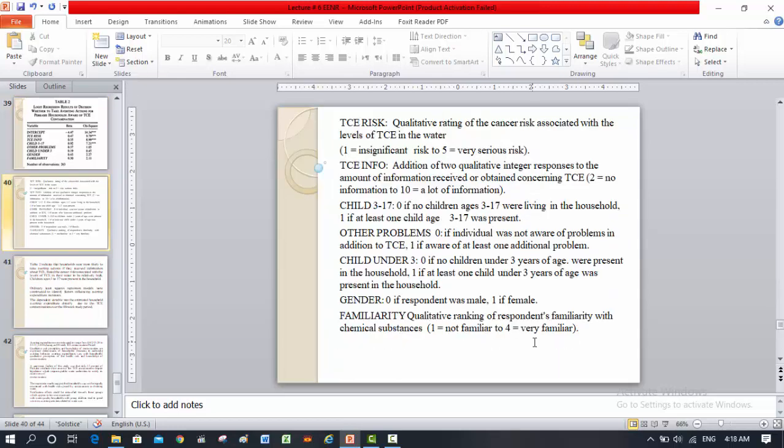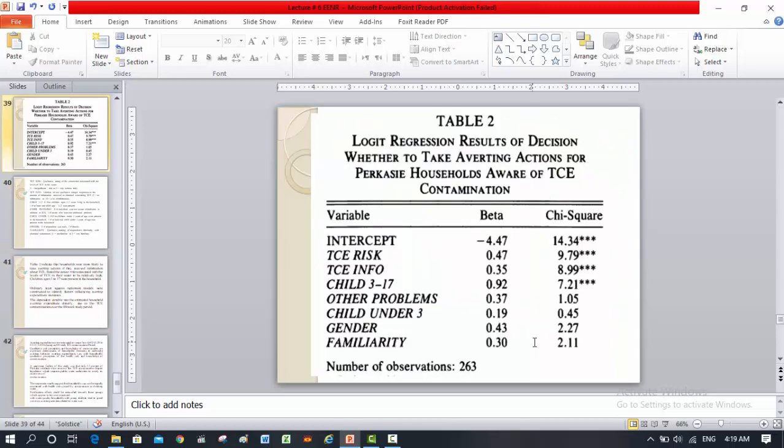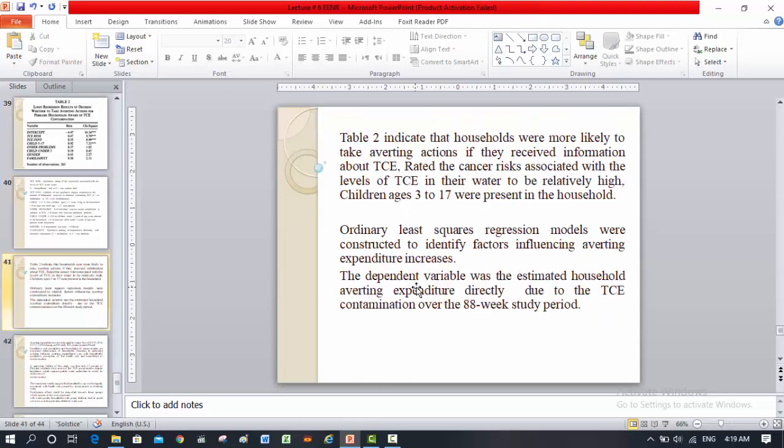Table 2 indicates that households were likely to take averting actions if they receive information of the TCE-rated cancer risk associated with the level of TCE, and if they have a child of age 3 to 17. We see in this table that they take the step because these three are the significant determinants: TCE risk, TCE info, and whether they have any child of the age 3 to 17. So they take the action for averting behavior, they spend on averting behavior.